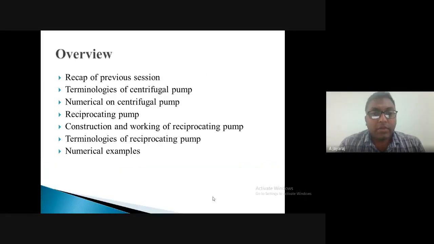In our last class we were discussing centrifugal pumps, and we had discussed in detail the construction and working of the centrifugal pump. We have a few terminologies left in this centrifugal pump discussion which we will continue today. Before moving on to the terminologies, we will look into a brief recap of the previous session, and later we'll work out a simple worked example on centrifugal pump also.